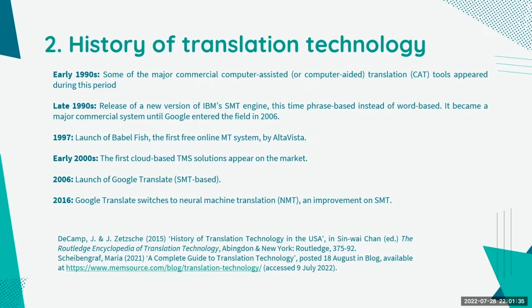As early as 2000, the first cloud-based TMS solutions appeared on the market. In 2006, Google Translate was launched, and it was SMT-based. In 2016, Google Translate switched to neural machine translation, which was a great improvement on SMT.